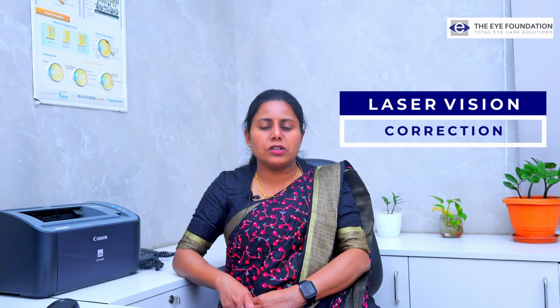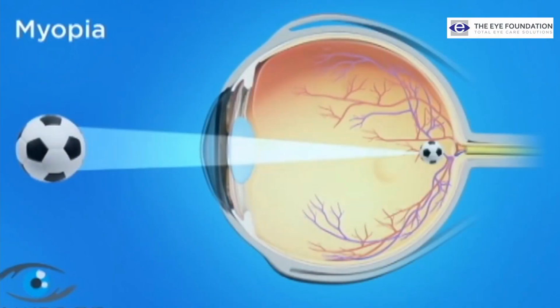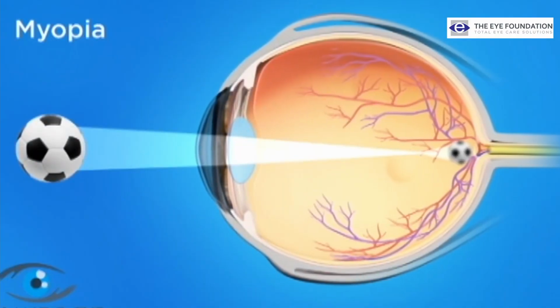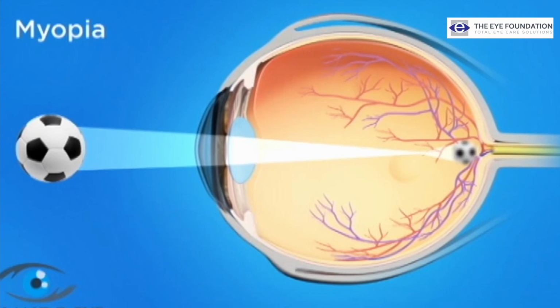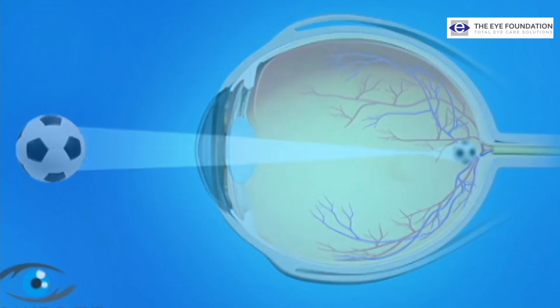Laser vision correction. Refractive surgery is done for refractive errors. So what do we mean by refractive errors? Many patients have problems in their distant vision or near vision, which are called refractive errors. Commonly we call minus power myopia, and some people have plus power, which is called hypermetropia, and some have cylindrical powers, which is called astigmatism.